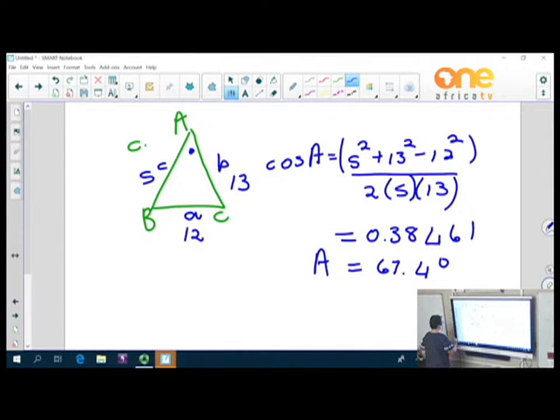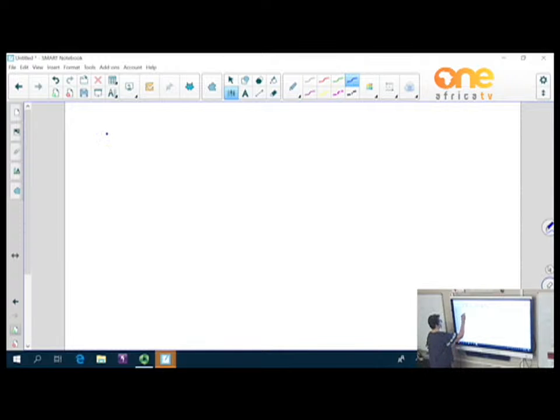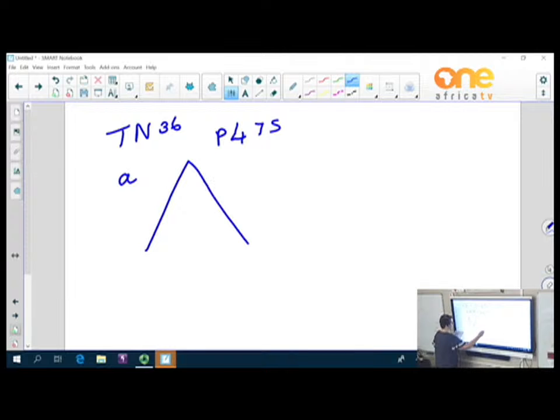The next exercise that we look at now is Try Now 36, page 475. Now the first one there is triangle PQR.